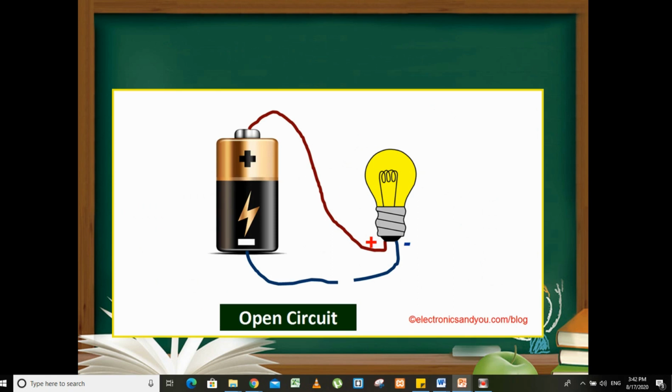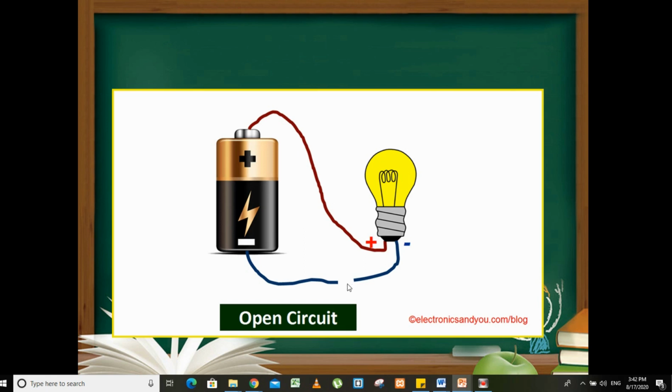The open circuit. The open circuit is in the form of this. We have the positive connected to the positive terminal of this bulb here, and the negative connected to the negative terminal of this bulb here. But the problem here is that it is not really connected, because of what?